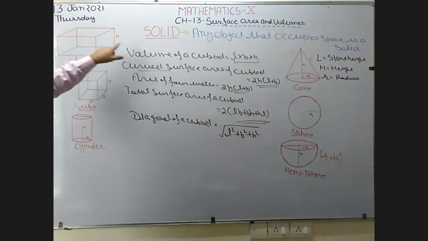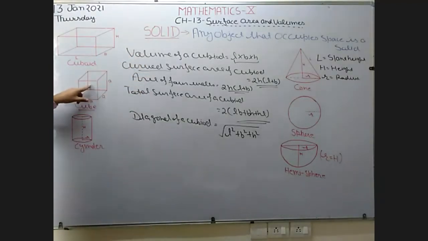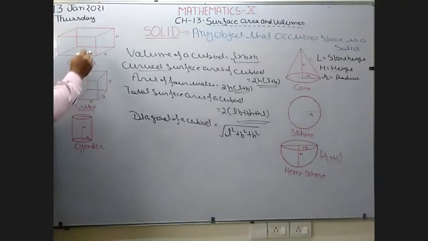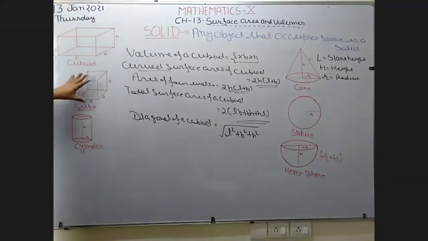Okay, after this cuboid, the next figure is a cube. What is the difference between a cuboid and a cube? Both look the same. What is the difference? In a cuboid, length, breadth, and height are different. But in a cube, length, breadth, and height are the same. If in a cuboid all three sides become equal, then this cuboid becomes a cube.